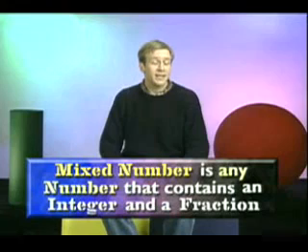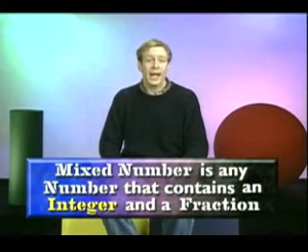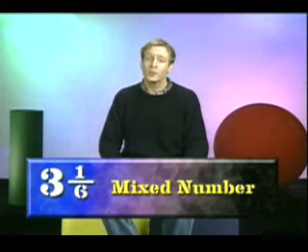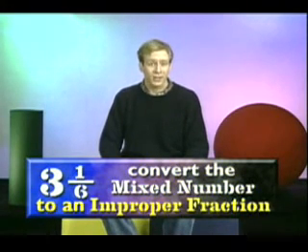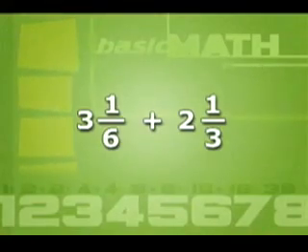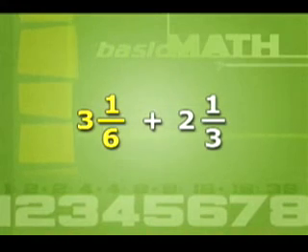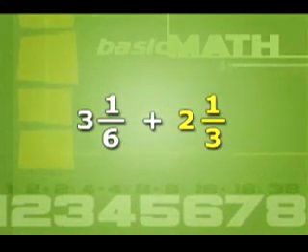A mixed number is any number that contains an integer and a fraction, like 3 and 1/6. Anytime you're working with mixed numbers, you first want to convert the mixed number to an improper fraction. What's an improper fraction? Well, an improper fraction is one which has a larger numerator than denominator, so it's kind of top-heavy. Our first step in this problem is to rewrite 3 and 1/6 and 2 and 1/3 to make them improper fractions.